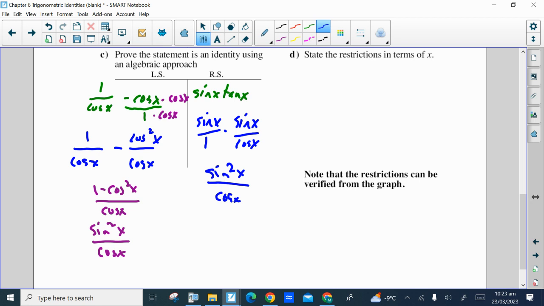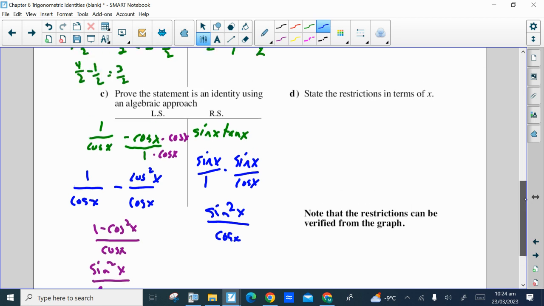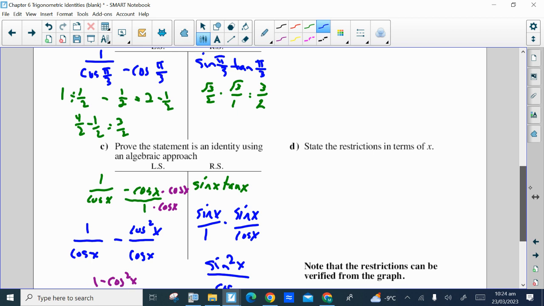We've shown that this statement is an identity because we show that we can write them as the same expression on both sides, which proves that the statement is an identity for all values of x except the non-permissible values, which is what we're going to do next. What are the non-permissible values?